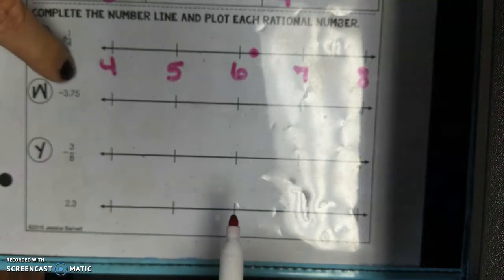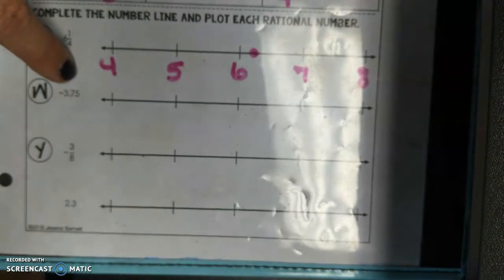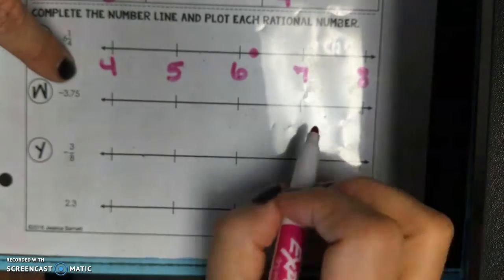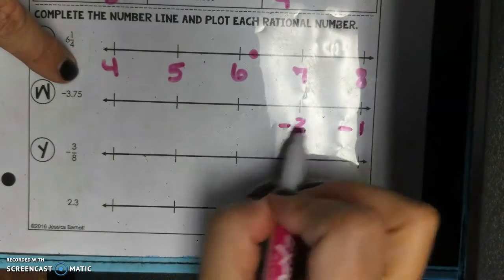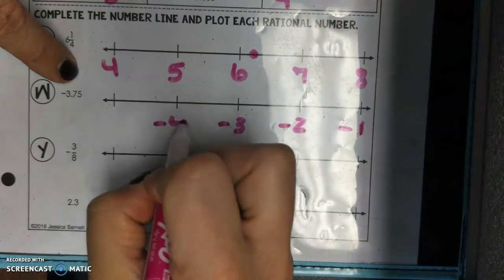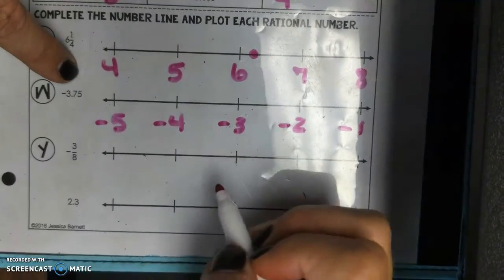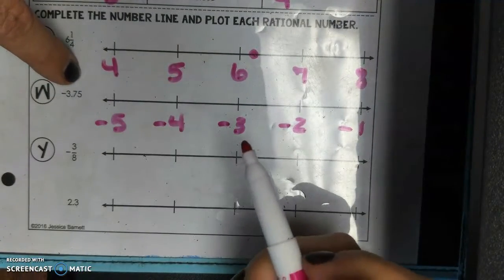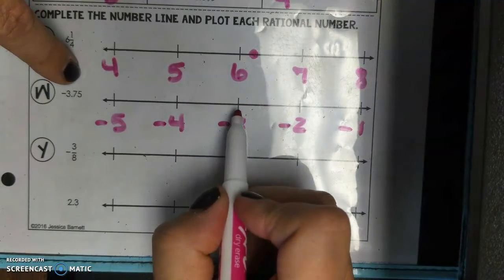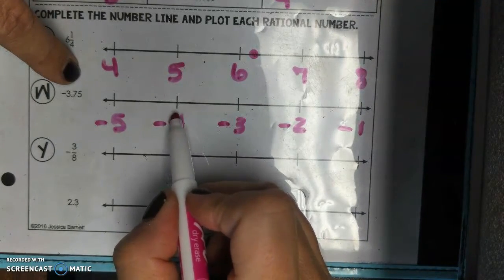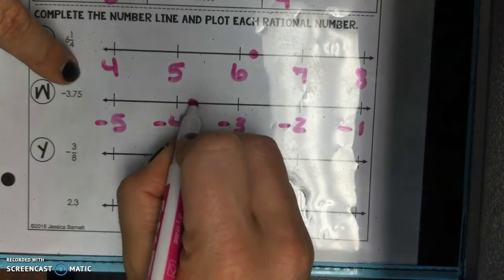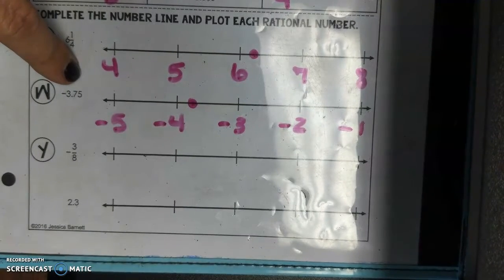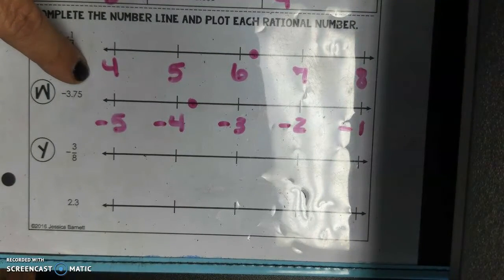Okay, next number is -3 and 75/100ths. So I could say -1, -2, -3, -4, -5. Well, -3 and 75/100ths is going to be less than -3, but more than -4. But it's going to be closer to -4 than it is to -3. That's -3 and 3/4.